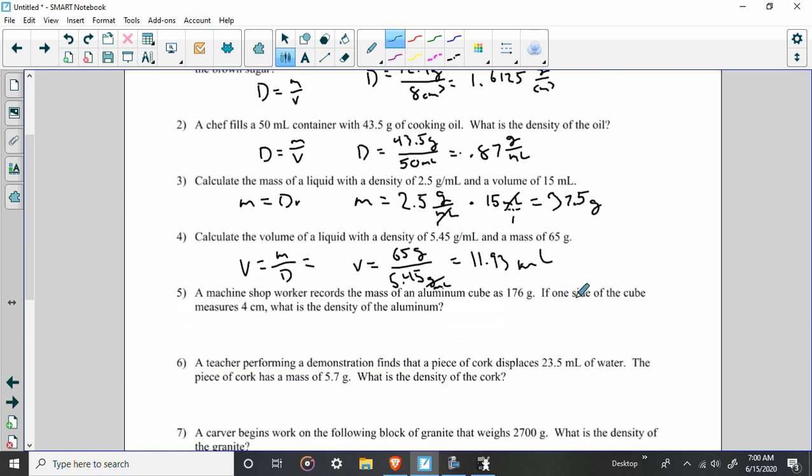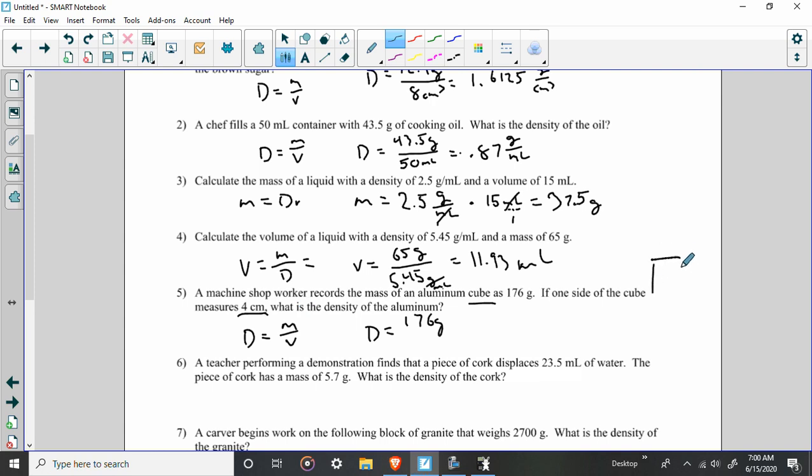Okay, so I'll do one more just to show you guys. A machine shop worker works with a mass of an aluminum cube as 176 grams. If one side of the cube measures 4 centimeters, what's the density of the aluminum? Again, density is equal to mass over volume. Well, again, we know the mass, right? Density is equal to mass. Okay, and the volume, they told you it's a cube, and the side measures 4 centimeters.